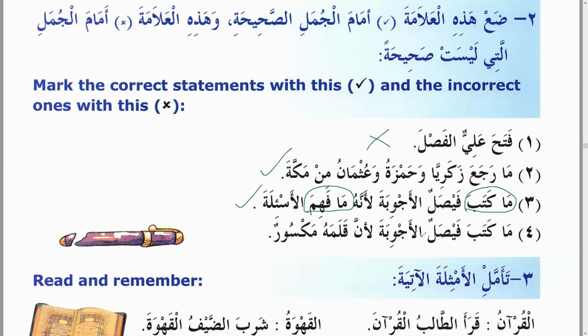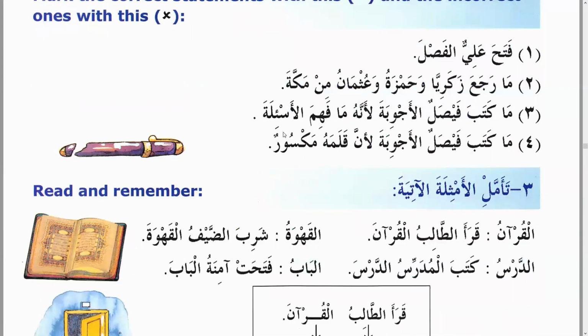Ma kataba Faisalun al-ajwiba li'anna qalamahu maksurun. This is false. Faisal did not write the answers because his pen was broken? No, his pen was not broken. He just didn't understand the questions. This last one is false.